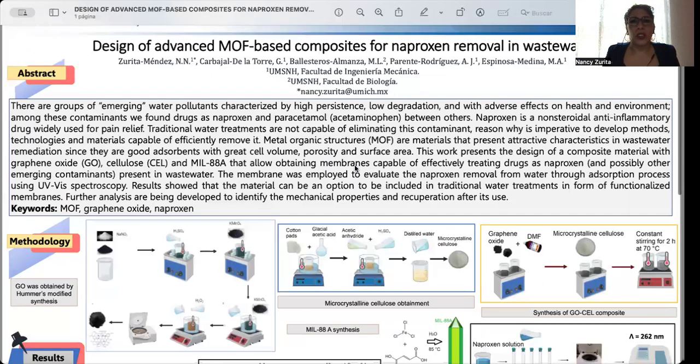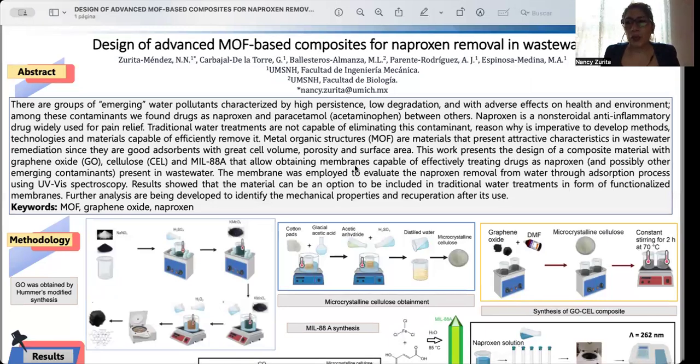I'm going to start by saying that the US Environmental Protection Agency defines emerging pollutants as new chemicals without regulatory status and whose impact on the environment and human health is poorly understood. Also, these emerging pollutants are characterized by high persistence, low degradation, and adverse effects on health and the environment, as I said before. Among these contaminants, we find several drugs, such as naproxen and paracetamol or acetaminophen, among many others.